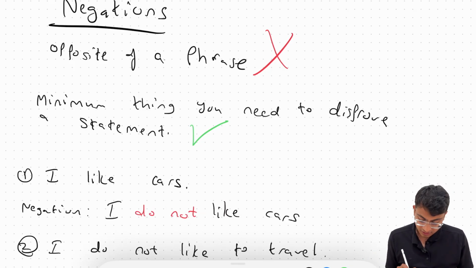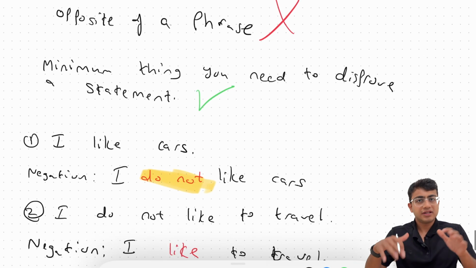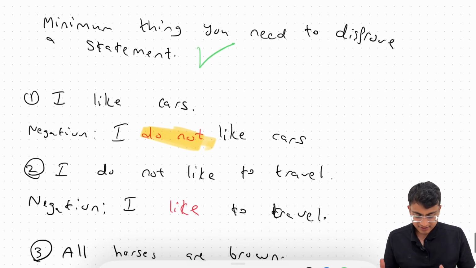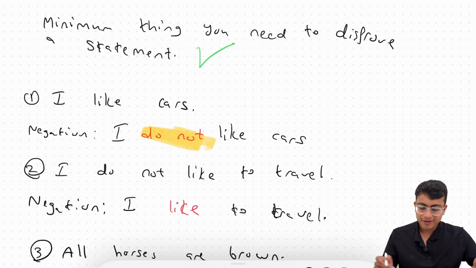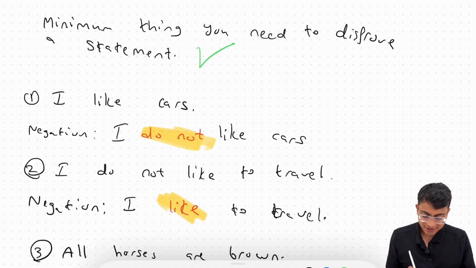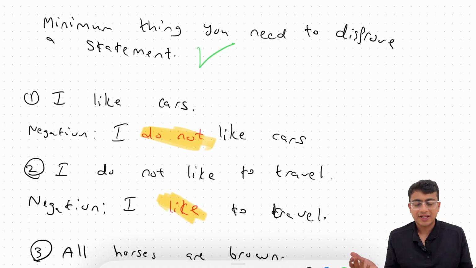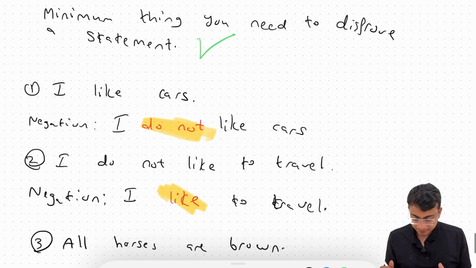I do not like cars. This works for simple statements. And same thing with "I do not like to travel." If I add a "not" to a statement that already has a "not," the two "nots" would basically cancel each other out, and the negation is "I like to travel."